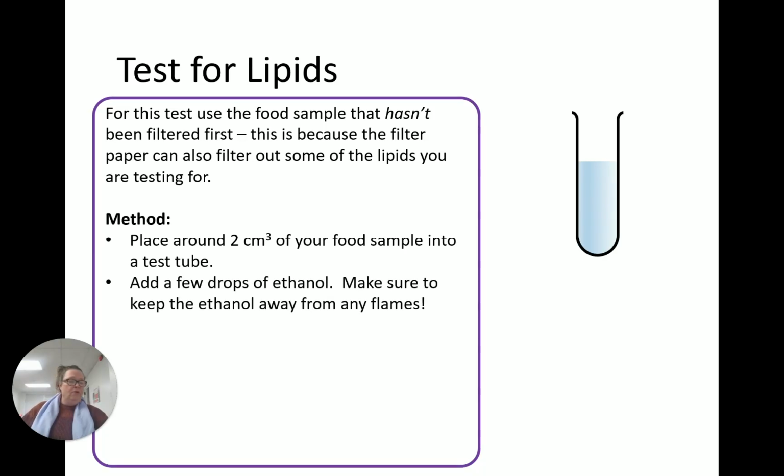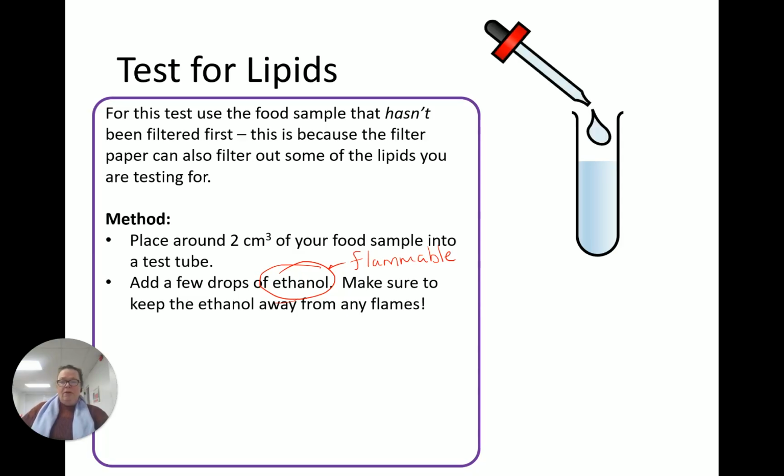We're going to add a few drops of ethanol. Now, ethanol is flammable, and that's one of their favourite questions. Why do you turn the Bunsen off before you do this food test? Because ethanol is flammable, very flammable as well. I've seen it go up, it's not good. So we need to make sure the Bunsens are off before we do this.